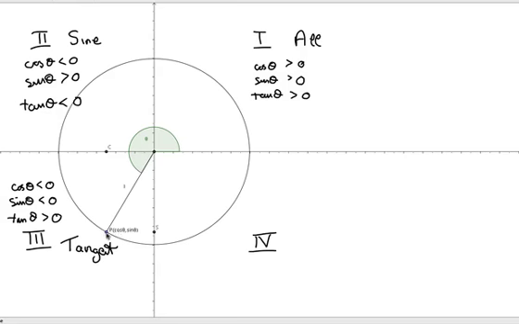Let's move into the fourth quadrant. And in the fourth quadrant, the cosine is positive now. Sine is still negative. It's below the origin now. So cos positive, sine negative. Let's just write that down.